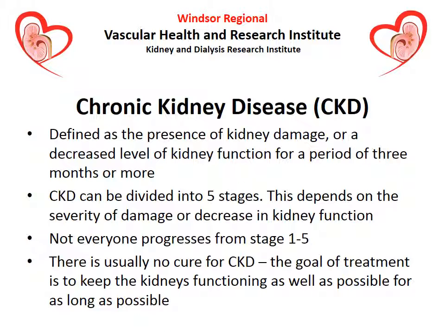Chronic kidney disease can be divided into 5 stages, and this depends on the severity of damage or decrease in kidney function. It is important to note that not everybody progresses from stage 1 through to stage 5. There is generally no cure for chronic kidney disease. In most cases, the goal of treatment is to keep the kidneys functioning as well as possible for as long as possible.